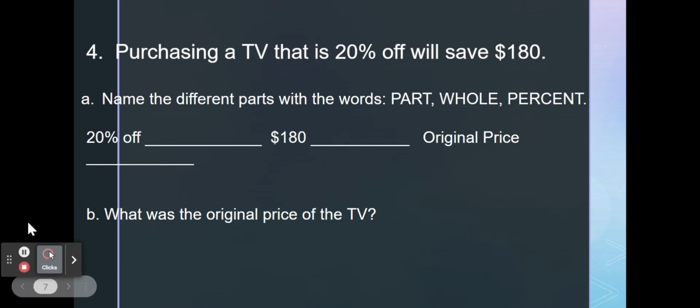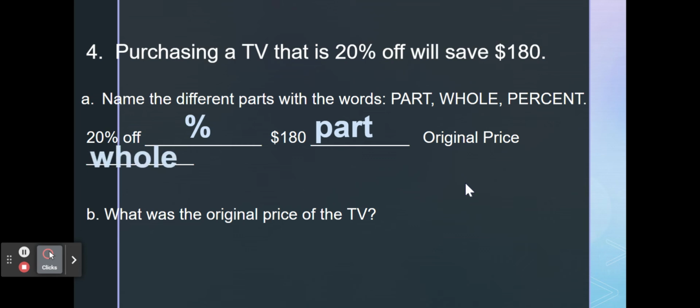Okay, number 4. Purchasing a TV that is 20% off will save $180. We're going to name the different parts with the words part, whole, and percent. 20% off is the percent. And I know that because I see the percent sign. The $180, well, if I look up here, that says I will save $180. Remember, saving is always going to be the part. And as I told you, original price is always the whole.